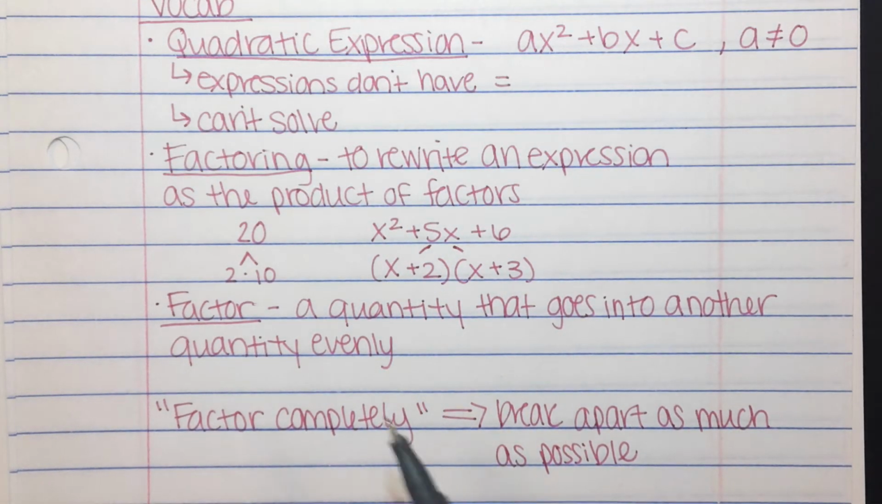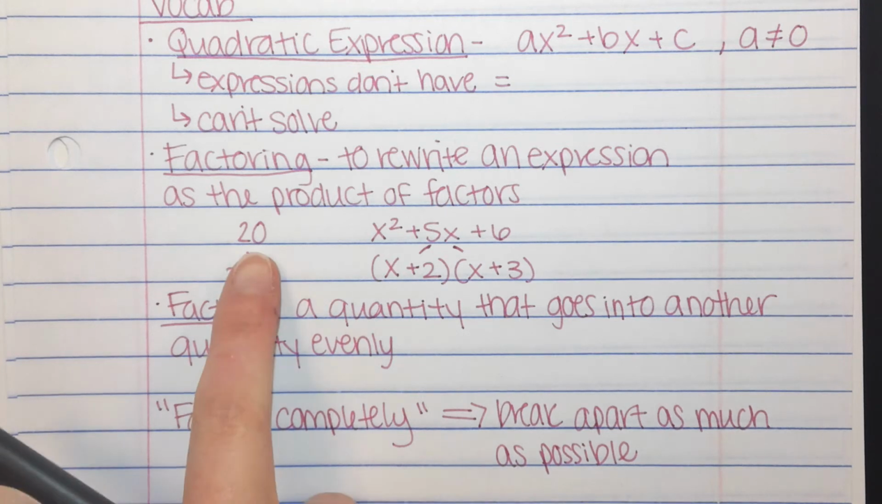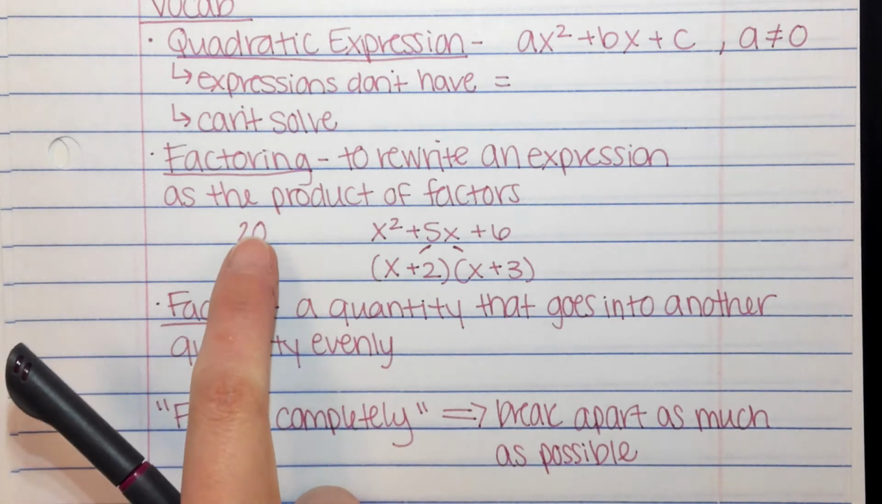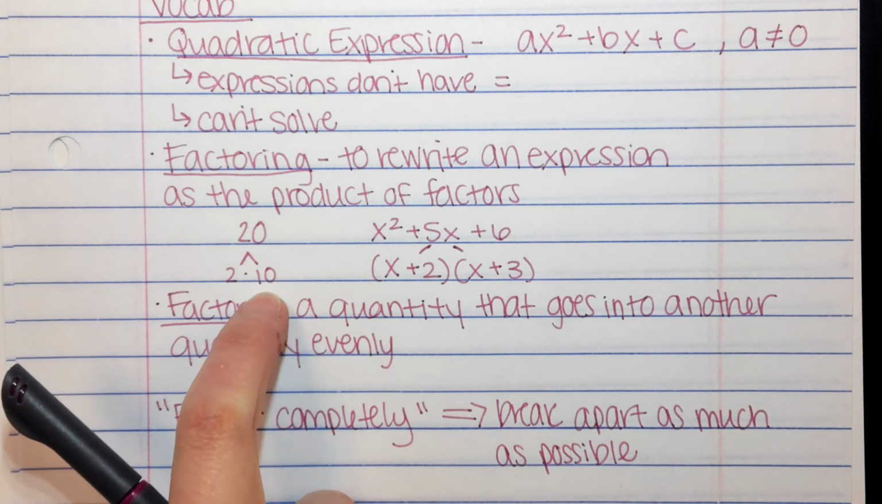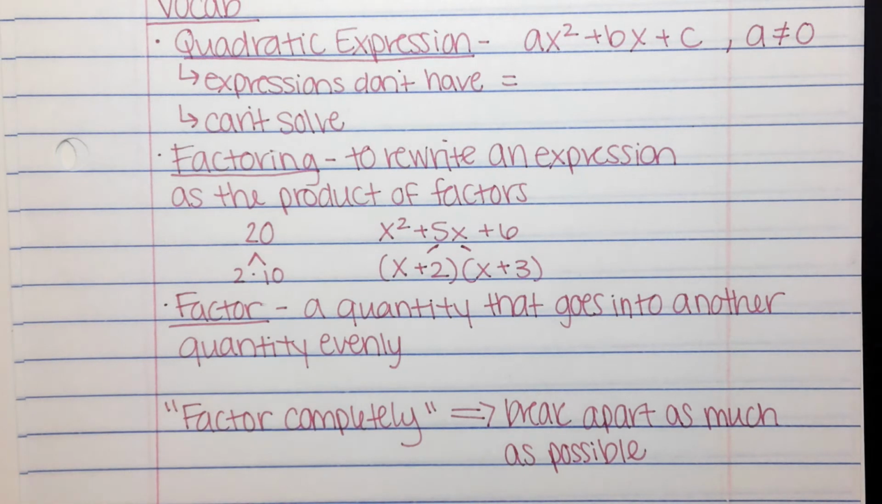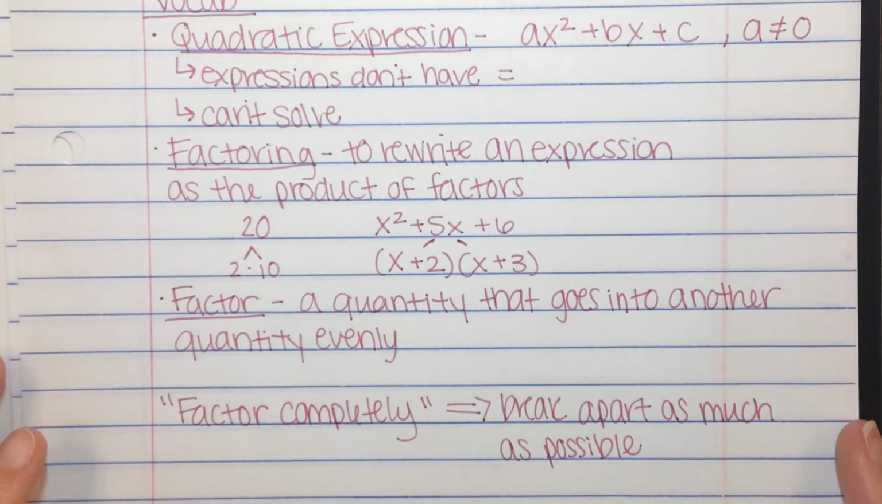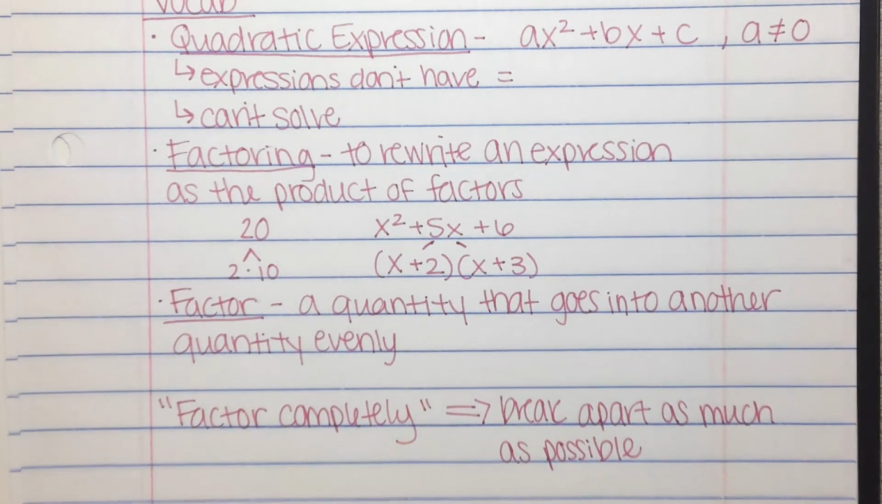Okay? You're often going to see the phrase factor completely. When you see that it says factor completely, that means we're going to break it apart as much as possible. So we're going to break it down into as many factors as we can. Just like we did here. We broke 20 down to 2 and 10. We could break that down even farther. We could change 10 to 2 and 5, and that would be factor completely. Okay? We're just going to do that with polynomials.